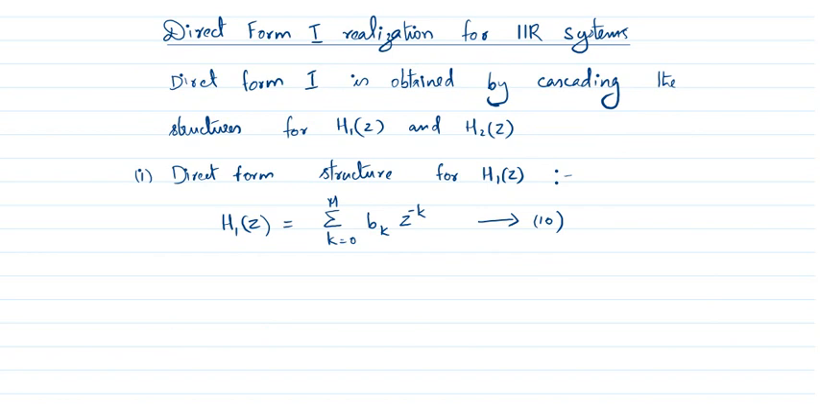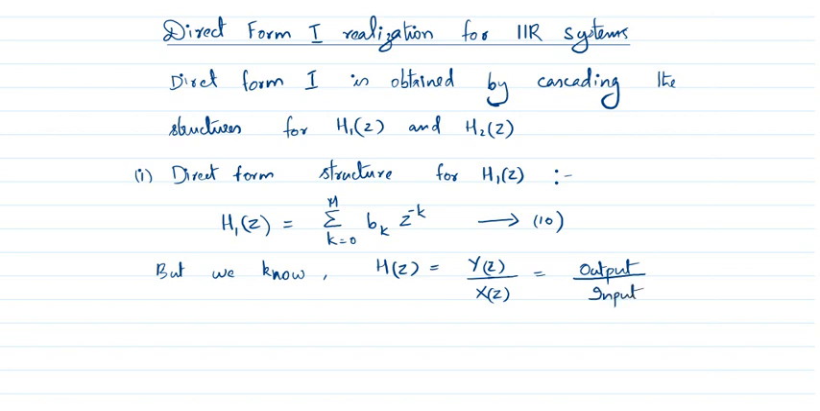So what we know, H(z) equal to Y(z) divided by X(z). So Y(z) is the output of the structure, output divided by input.